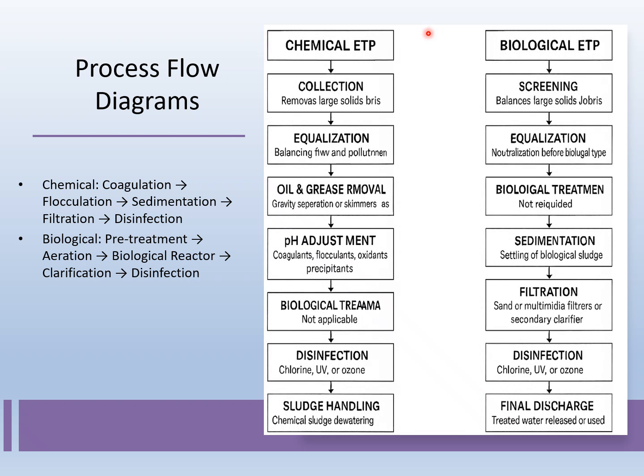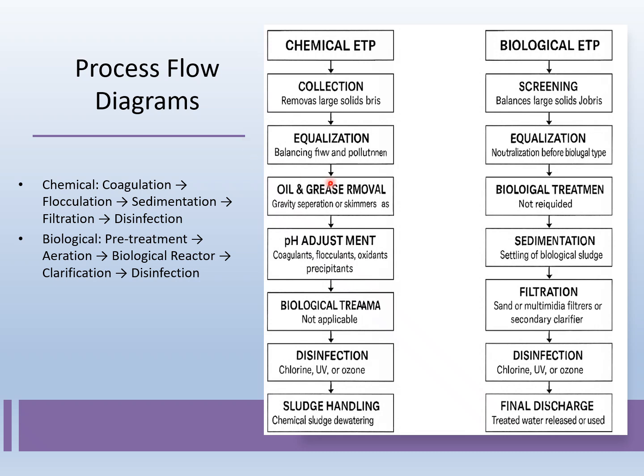These two diagrams are explained in more detail here. On the left-hand side is the chemical ETP and on the right-hand side is the biological ETP. The first step is the collection and removal of large solid debris, and the screen removes the large solid debris.